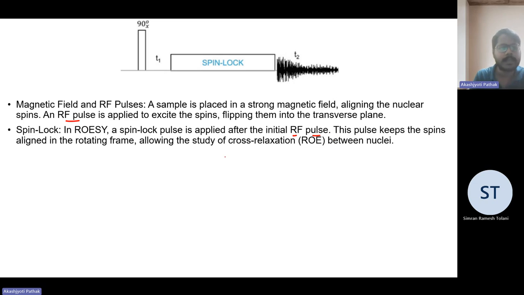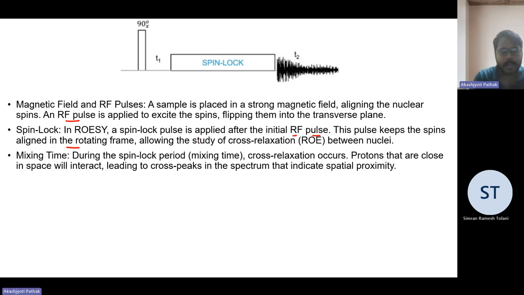So, what will this spin lock pulse do? This pulse will keep the spins aligned in the rotating frame, and that will enable us to study the cross relaxation, or ROE, between nuclei. Then we allow mixing time. During this spin lock period, also known as mixing time, cross relaxation occurs. Protons that are close in space will interact, leading to cross peaks in the spectrum that indicate spatial proximity.